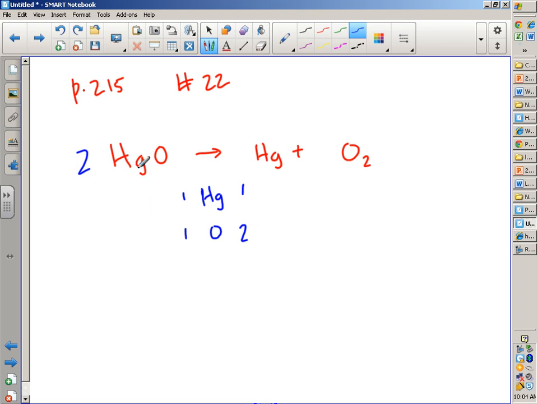So, in this case here, it's still 1 mercury and 1 oxygen that are bonded together, right? But now there are 2 of them. So that changes our oxygen from 1 to 2, but it also changes the mercury from 1 to 2. Now we're balanced oxygen-wise, but not mercury-wise, right? So we got to do something. We got to do this, right?